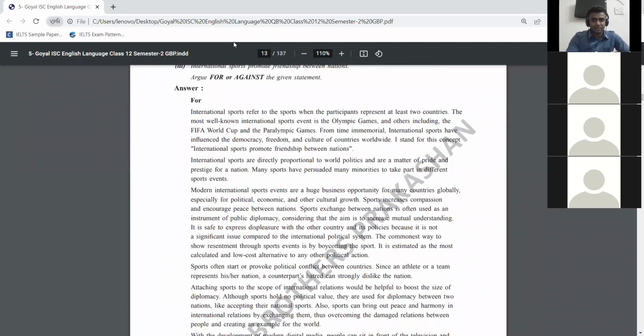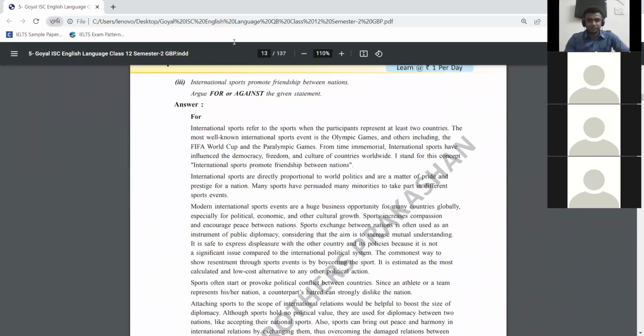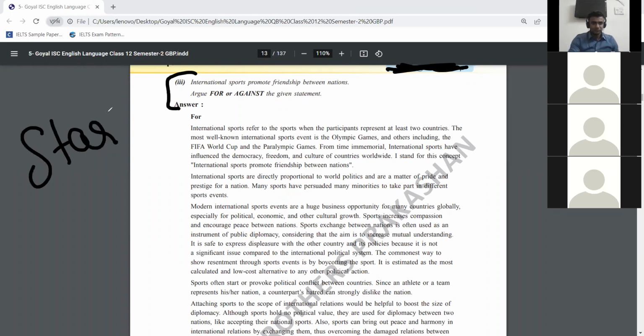Yeah, there it comes. Argumentative. Arushi, please read out the topic. Yes, sir. International sports promote friendship between nations. Argue for or against the given statement.